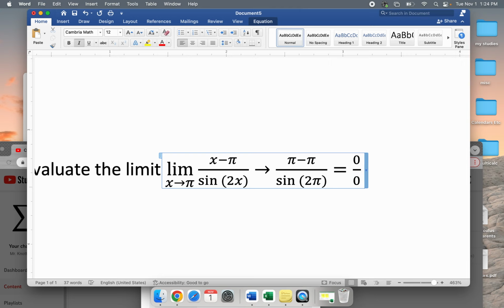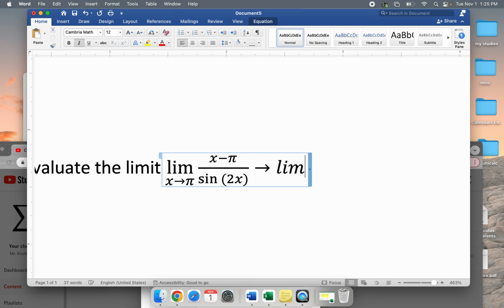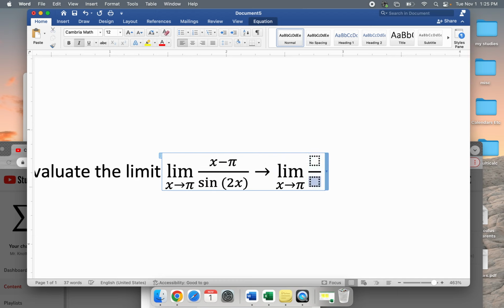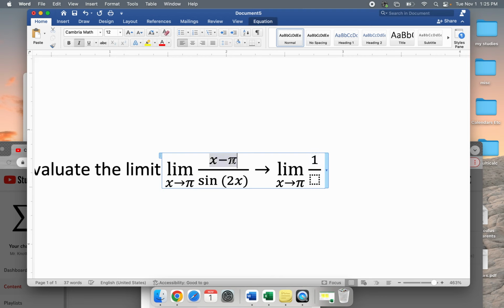That tells us that we are allowed to use L'Hopital's rule, so I'm going to take the derivative of the top and the bottom and try again. So we're going to look at the limit as x approaches pi of, okay, derivative of the top, I think, is actually just 1, because pi is a constant. Its derivative is 0. Derivative of the bottom, you need to use the chain rule.